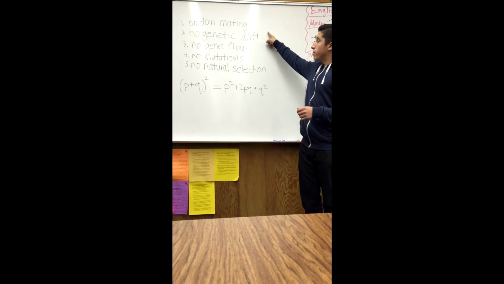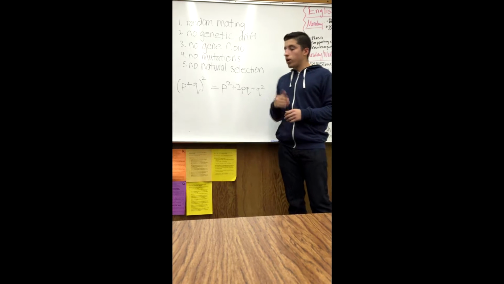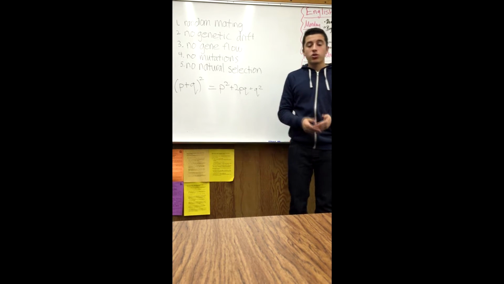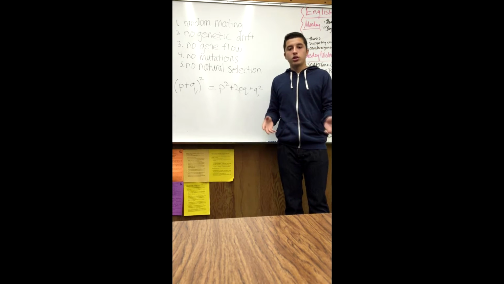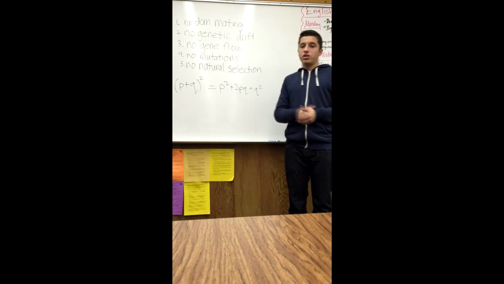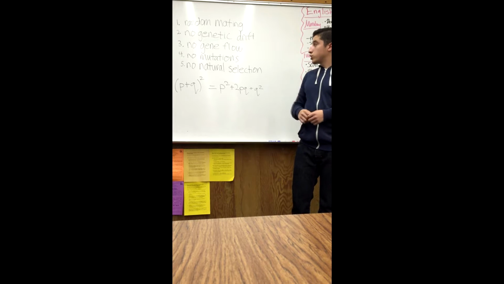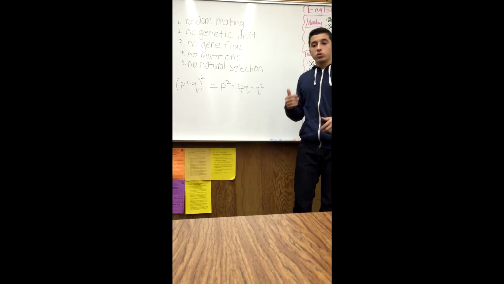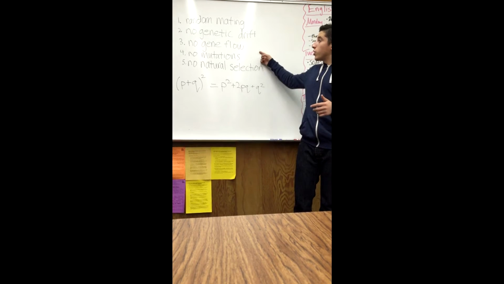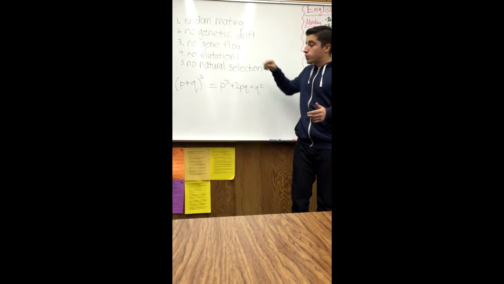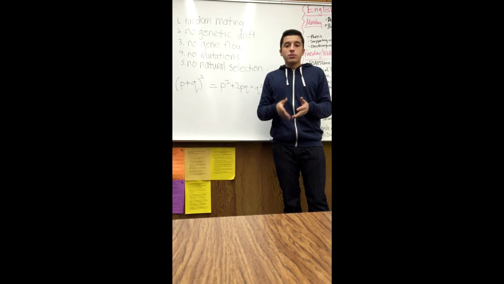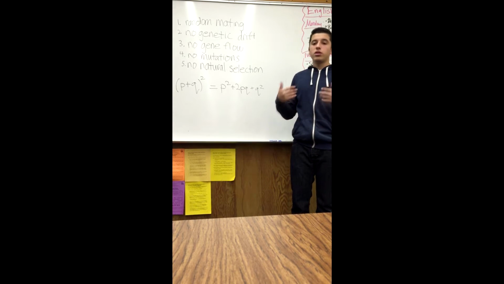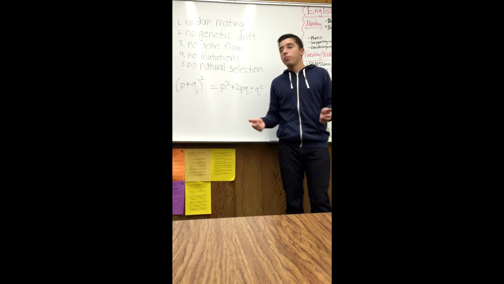The first one is random mating. In order to follow Hardy-Weinberg equilibrium, a population has to be going through random mating, so there can't be any selective breeding, which is the choosing of individuals to mate with each other. The second is no genetic drift, so there can't be any fluctuations in allele frequencies inside a population. The third is no gene flow, which means organisms can't flow in and out of populations, because this would disrupt the allele frequencies in that population.